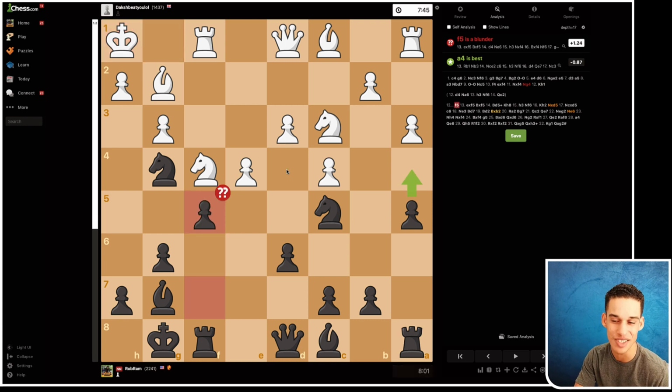f5, another blunder, enjoy. Now, after f5, notice that it's not a blunder that I'm going like 3 points or anything like that. It's 124. But still, what is the better move? Well, a4 still. So apparently a4 is the move that I never did here.